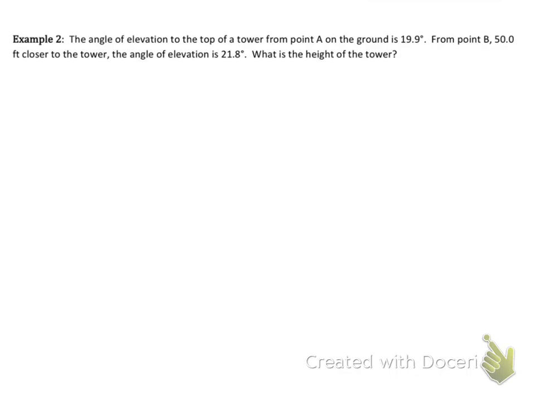So we have a tower, and we have a point A on the ground that forms an angle of 19.9 degrees. If this is my tower, let's just draw a green tower. We won't get fancy with it, we'll just call it T for tower. We have a point A that's somewhere over here, and the angle of elevation to the top of the tower, if I string this out and form that triangle, is going to be 19.9 degrees.